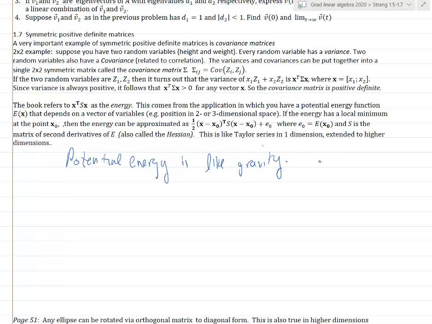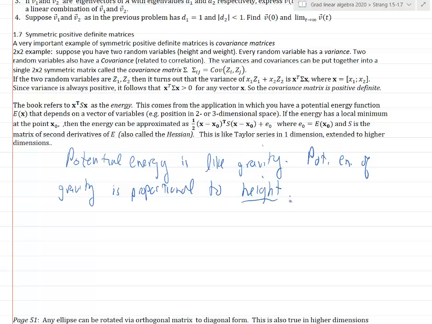Okay, now the potential energy of gravity is proportional to height. Right. Now, why is that?